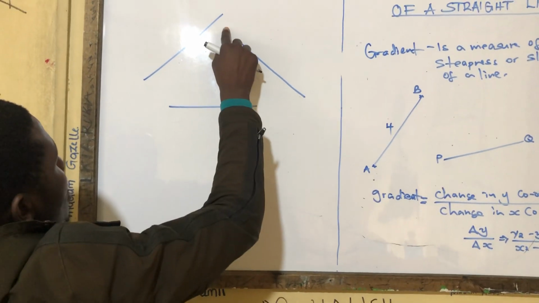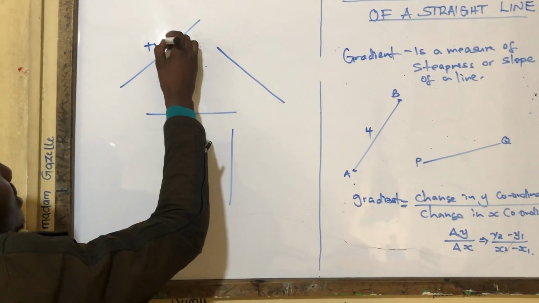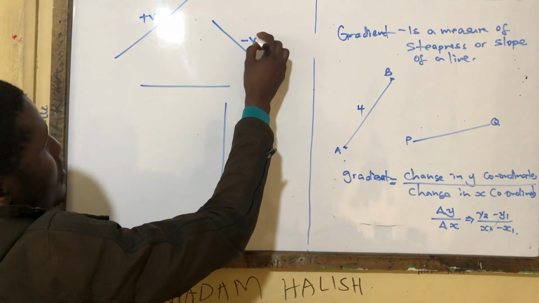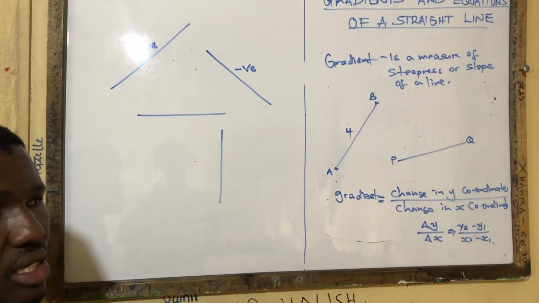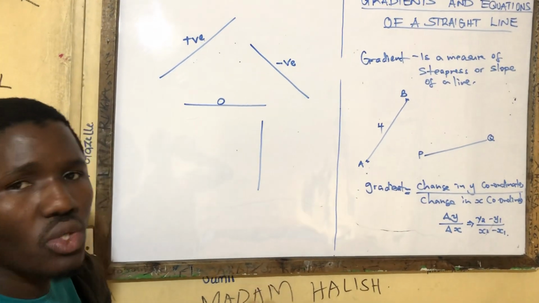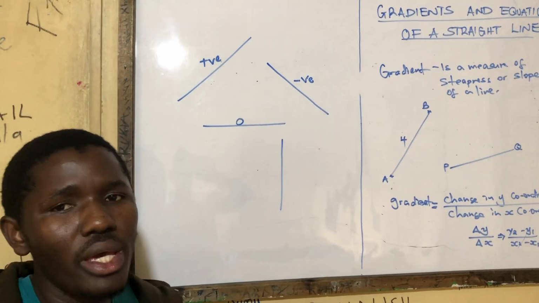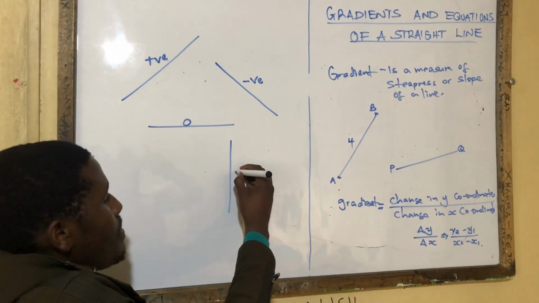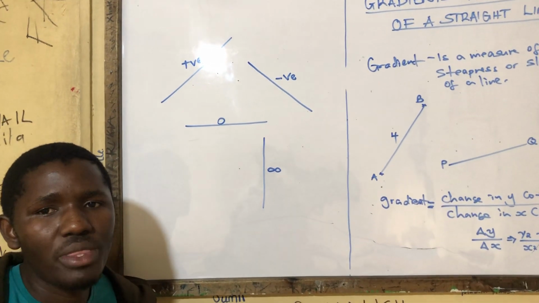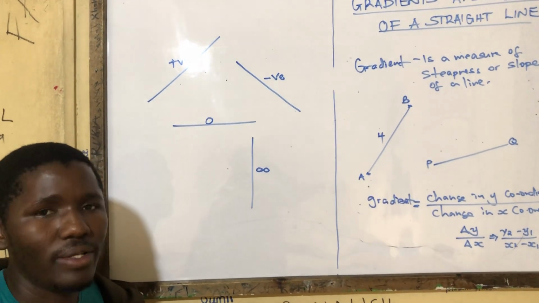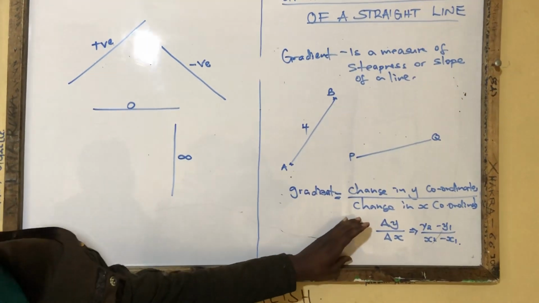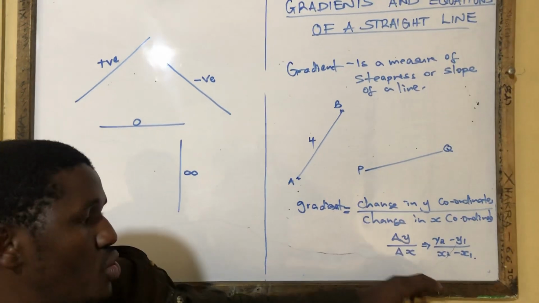Whenever it is positive, it implies that the line is sloping upwards. Whenever gradient comes out as negative, it communicates that the line is sloping downwards. Whenever it is 0, it means the line is horizontal or parallel to the x-axis. And whenever the line is vertical, the gradient is infinite or undefined. Take note of that.